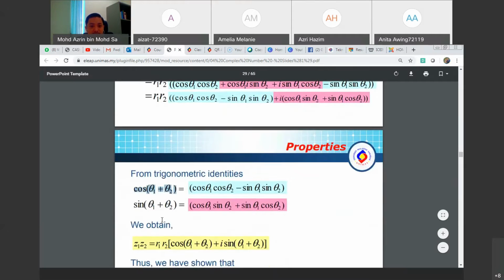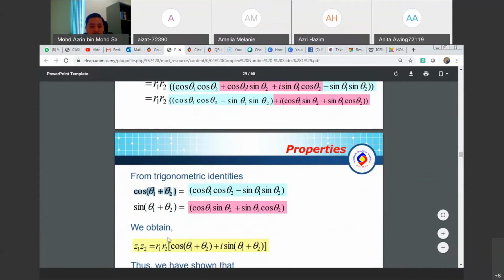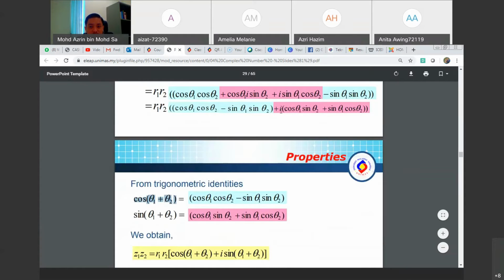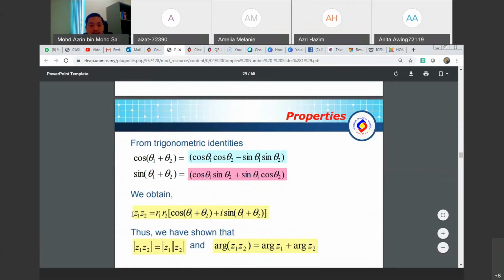So then you get r1 r2, kat sini r1 r2. So cos theta 1 plus theta 2 plus i sin theta 1 plus theta 2. Sebab apa ada i? Sebab kita susun komponen i satu, ni yang tak ada komponen i. Okay. Komponen i warna pink, komponen biru ni yang tak ada i. Imaginary number tu kan. So you get this equation z1 z2.